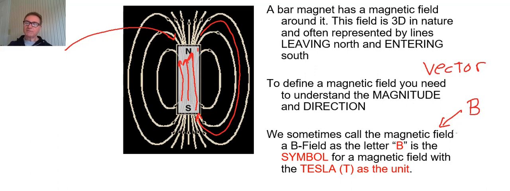So the magnetic field is given by the letter B. That's the variable that's used in an equation. And the unit for a magnetic field is the Tesla. Just like the car, the Tesla, well, magnetic field units are Teslas. So again, the symbol is B, magnetic field unit is the Tesla.